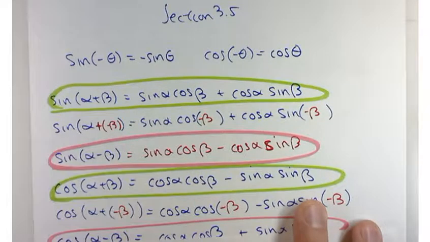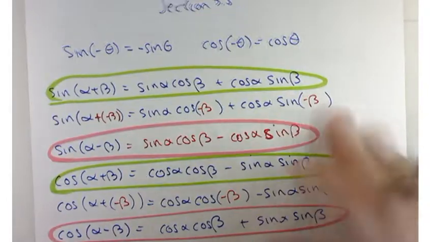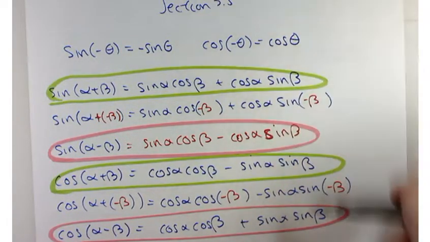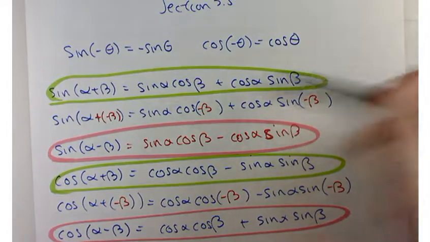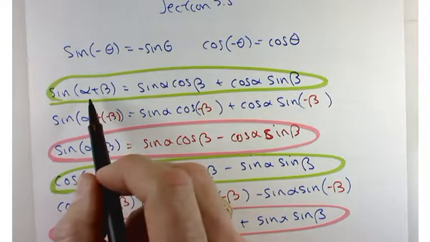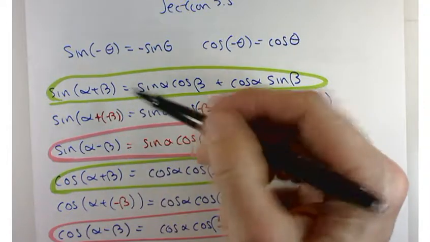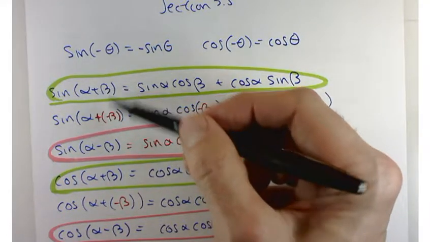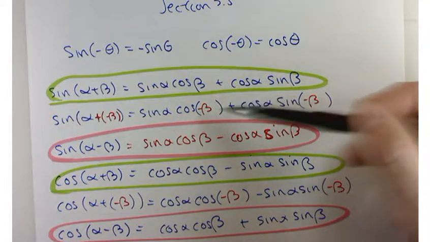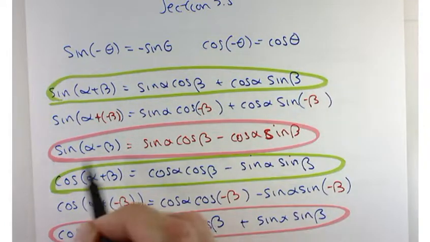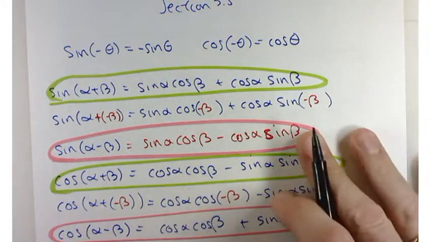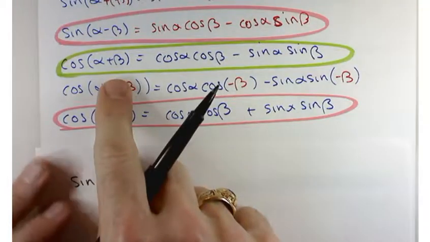So section 3.5 is going to work with the sine, sum, and difference formulas, cosine, sum, and difference formulas. Here they are, and this is kind of a brief overview of how to derive one from the other. If you take the formula for sine of alpha plus beta and replace beta by negative beta, then you can plug that in here and come up with your sine of alpha minus beta formula. Likewise with the cosine formula.